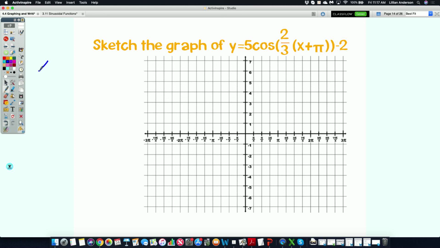So the x's, they always get multiplied by 1 over b, and you'll always add or subtract your c. Your y's, they get multiplied by a, and you're either going to add or subtract your d. And I say add or subtract because depending on if it moves left or right or up or down, that's when it's going to be plus or minus.